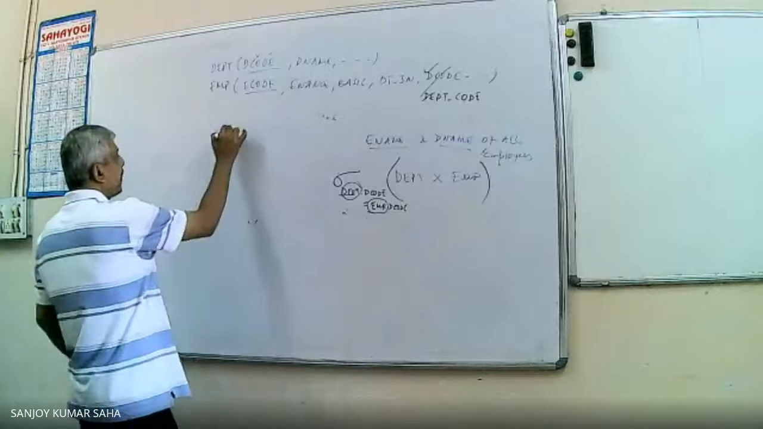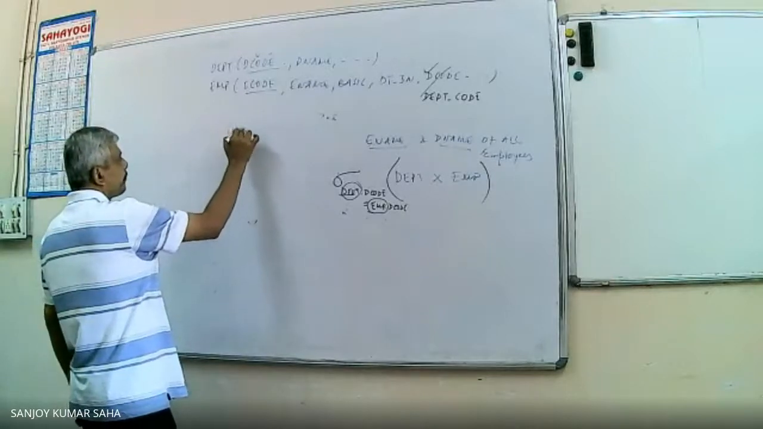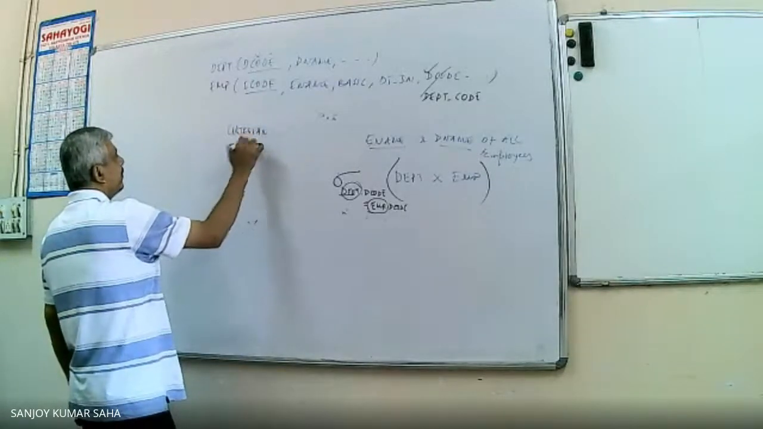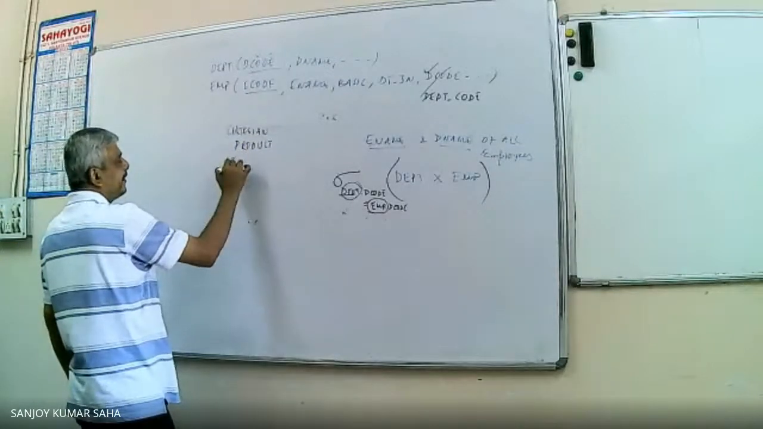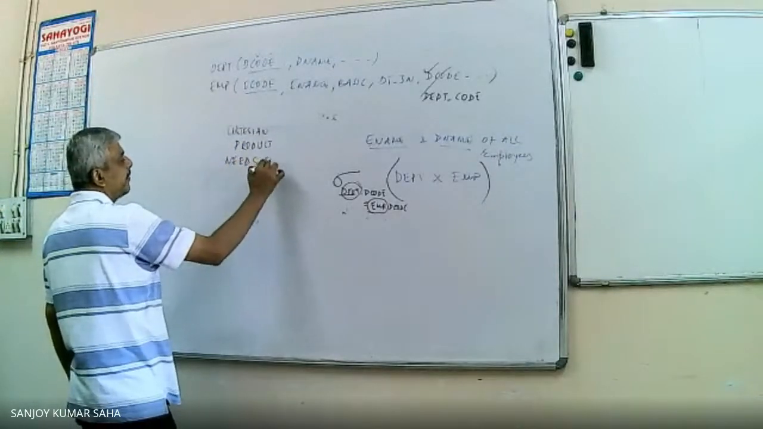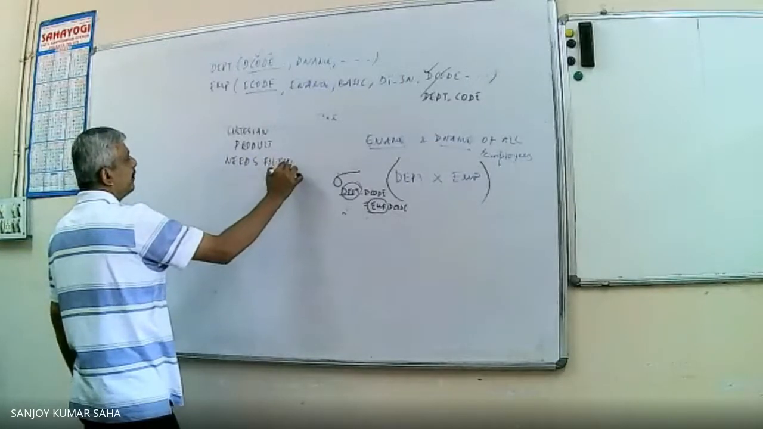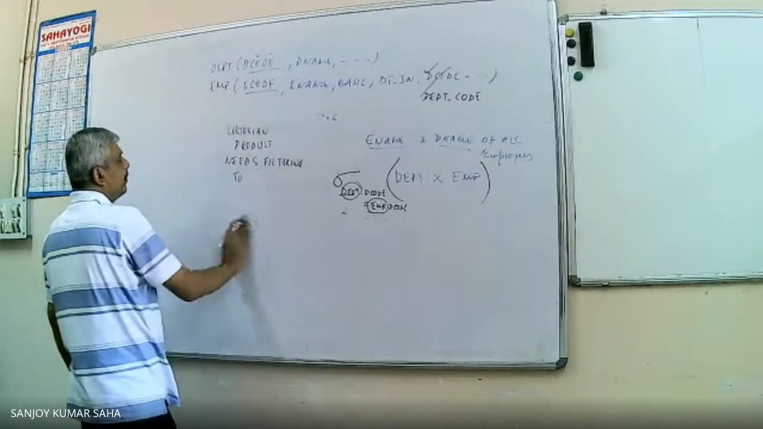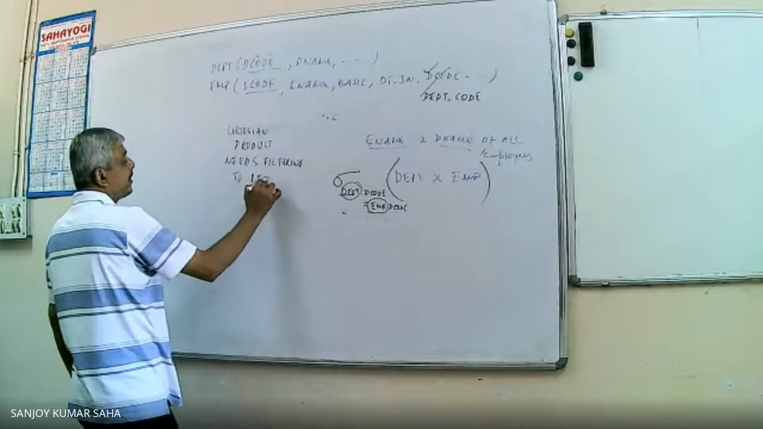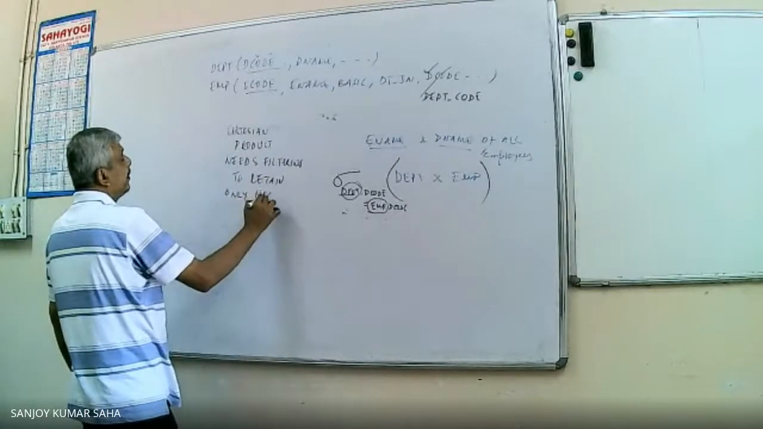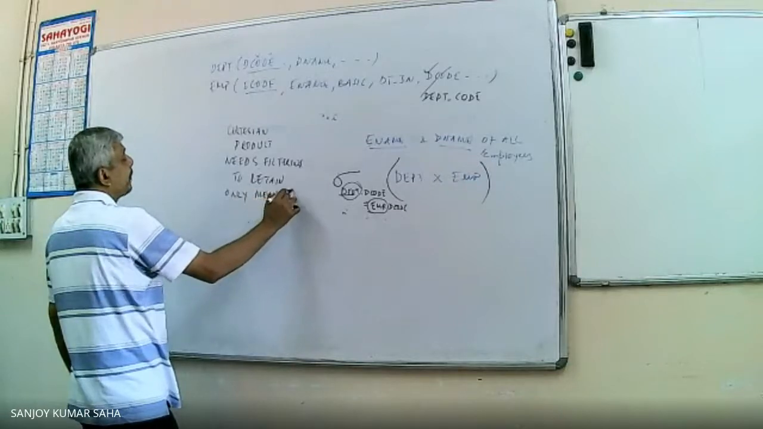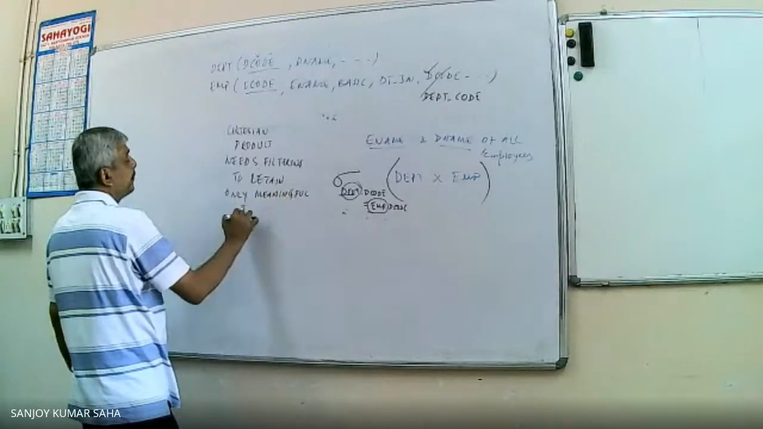So Cartesian product needs filtering to retain only meaningful tables.